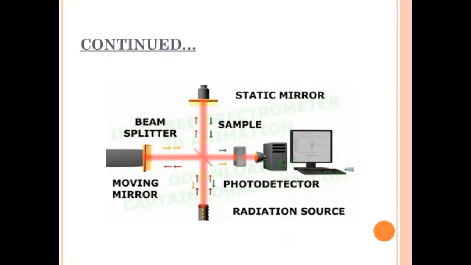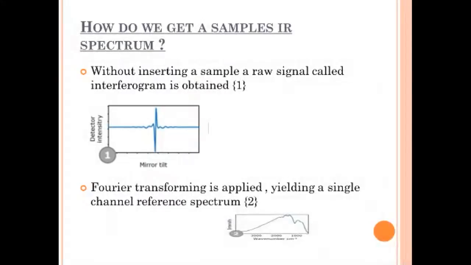At the end, the detector produces a raw signal of light intensity versus mirror position, but how do we get from here to the classical IR transmission spectrum? To get nice and clean sample spectra, we have to get rid of environmental influences that may show up in our spectra, like CO2 or water vapor. To do that, we first need to measure a spectrum without a sample present. This raw signal is then mathematically Fourier transformed into the classical IR plot of intensity versus wave number. We now have a single channel reference spectrum.